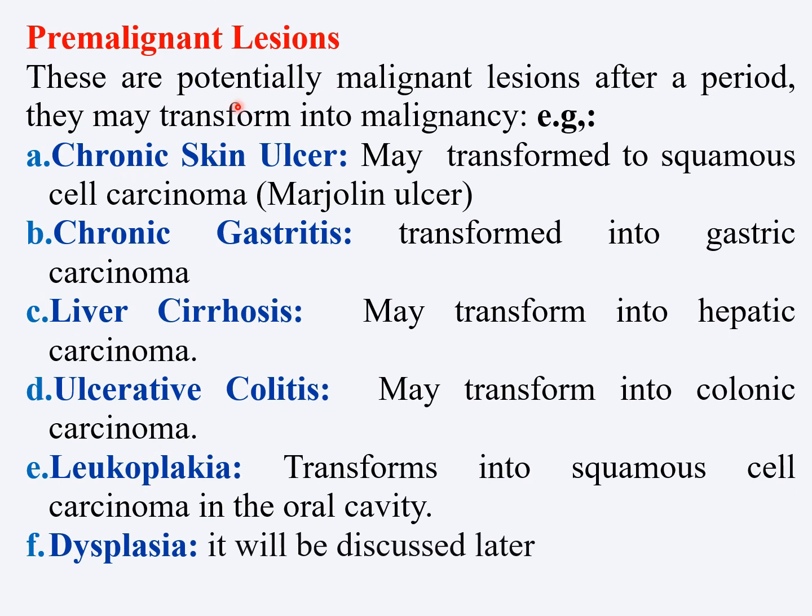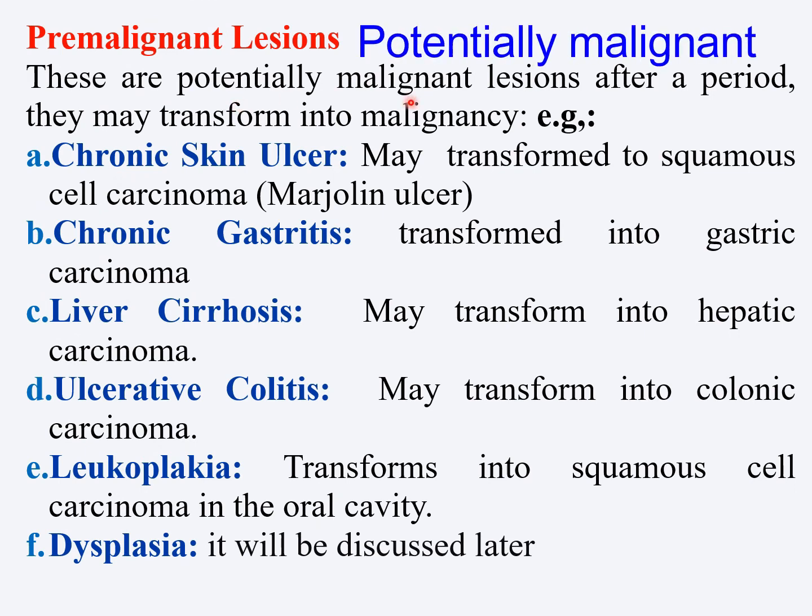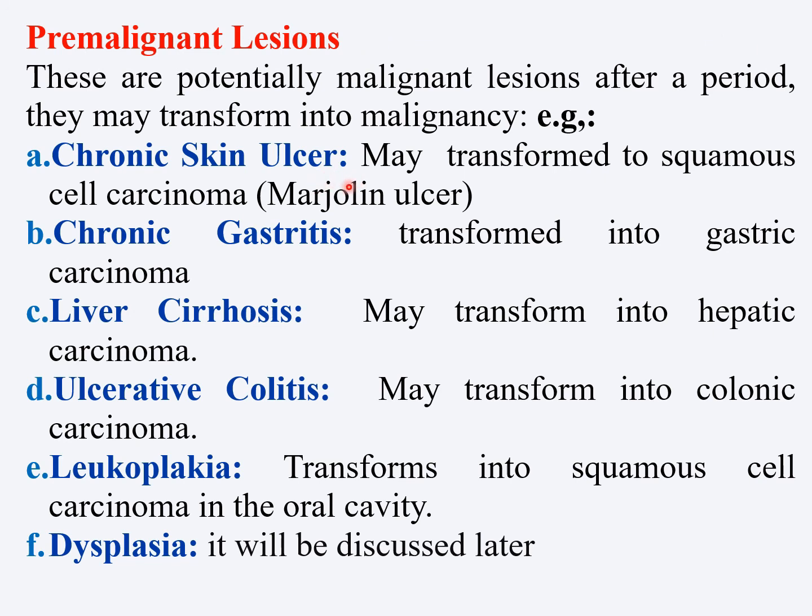Now here are the pre-malignant lesions. What are the pre-malignant lesions? These are potentially malignant lesions which can be transformed into malignancy, like chronic skin ulcers, Marjolin's ulcer, which is found in the skin, and may be transformed into squamous cell carcinoma. Also, chronic gastritis may be transformed into gastric carcinoma.